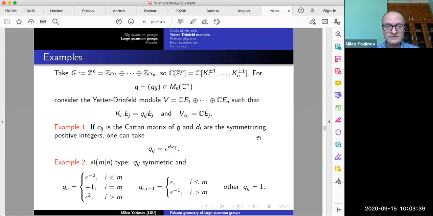Let's give now a super example. Let's take SL(M|N). We still take Qij to be symmetric, and the corresponding matrix entries are defined by these formulas. If you look at the formulas, you can easily see that behind the formula is nothing but the Dynkin diagram of the Lie superalgebra SL(M|N), where among all the simple roots that are chosen, there is only one odd root, which is isotropic, and the rest are even roots.